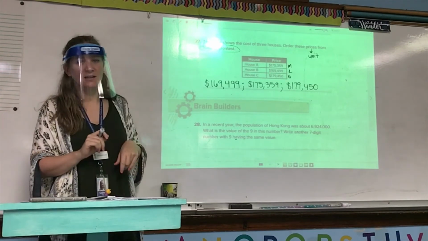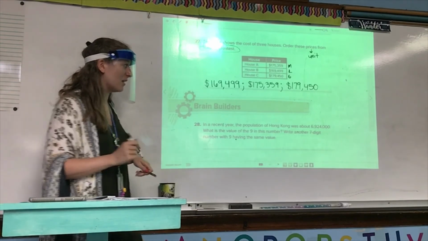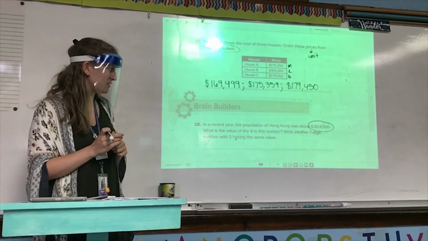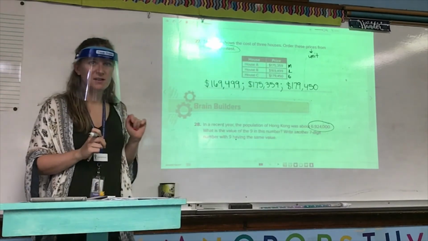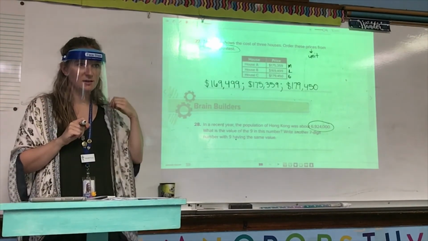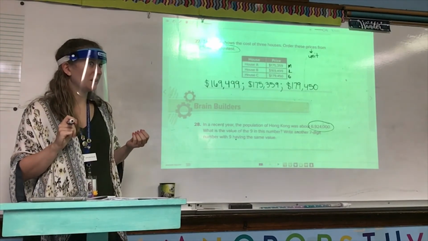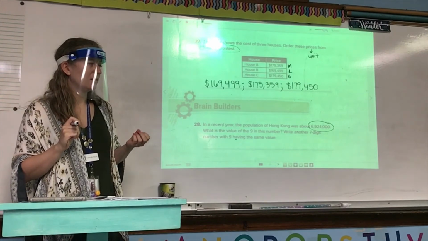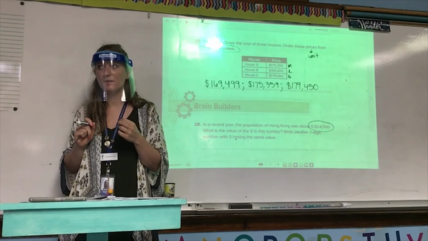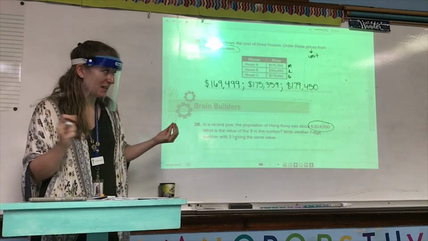Okay, number 28. I'm out of breath. In a recent year, the population of Hong Kong was about 6,924,000. Wait, about. Does that mean it was exactly this number, class? No. The word about means they already did what? They already figured out the right limit. Then they rounded. They already rounded. They already estimated. They already did something to show a number that's close, but not the actual number.